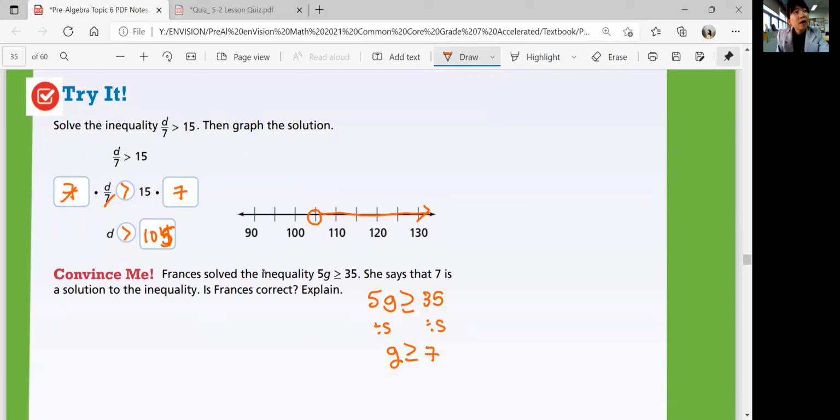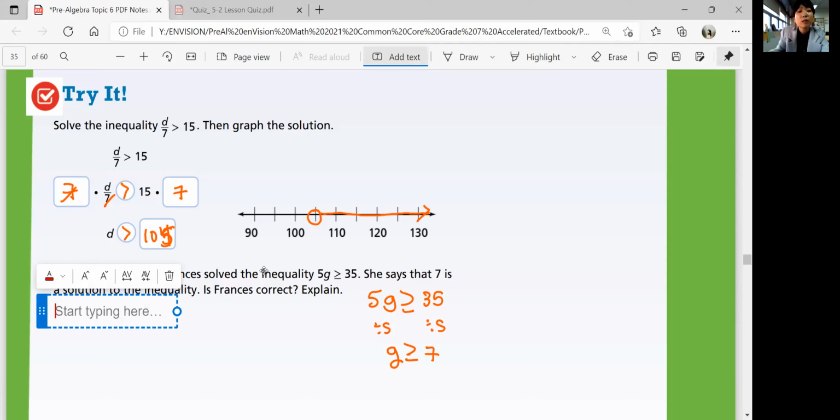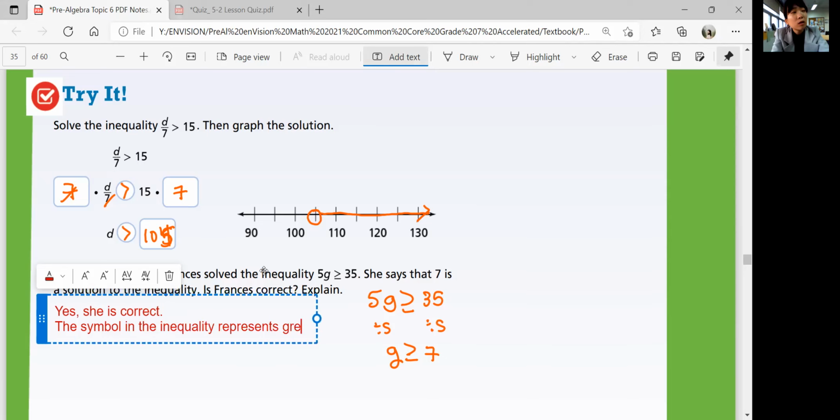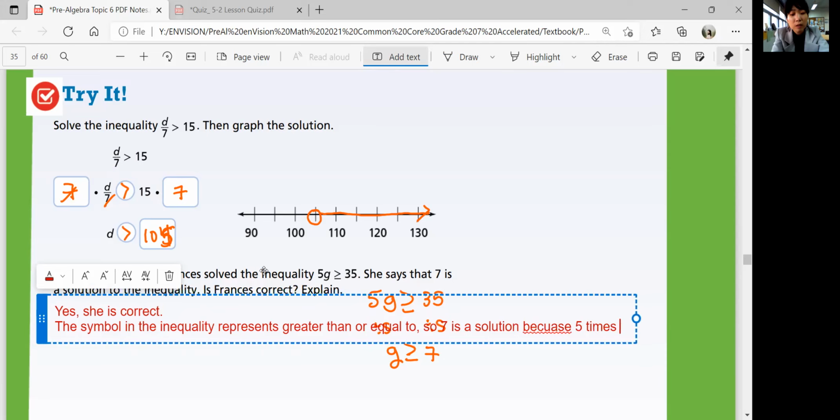Okay, is 7 a solution? Is 7 included? Yes, so 7 is part of the solution, but it's not only 7, 7 is part, okay? So yes, she is correct. The symbol in the inequality represents greater than or equal to. So 7 is a solution because 5 times 7 is 35.